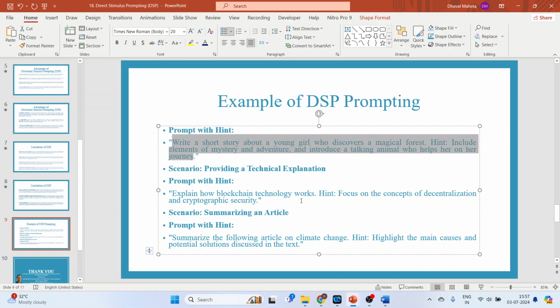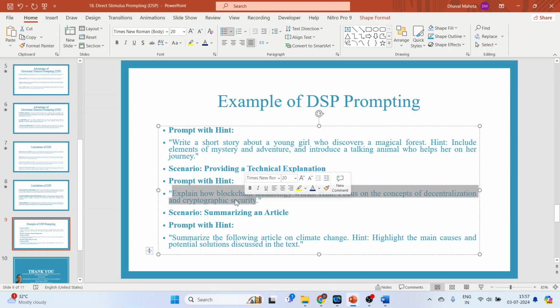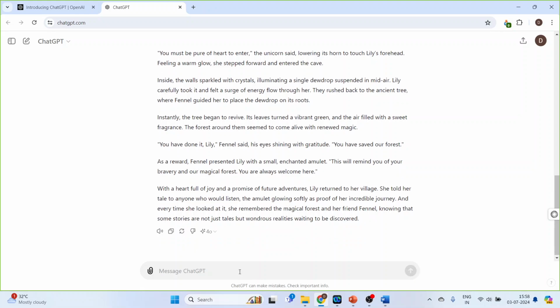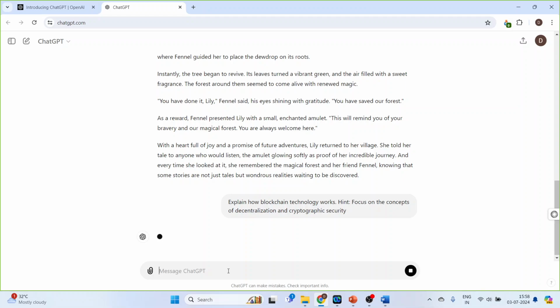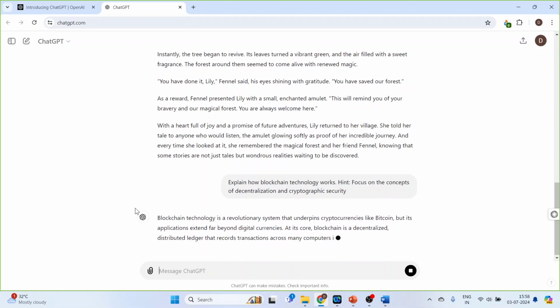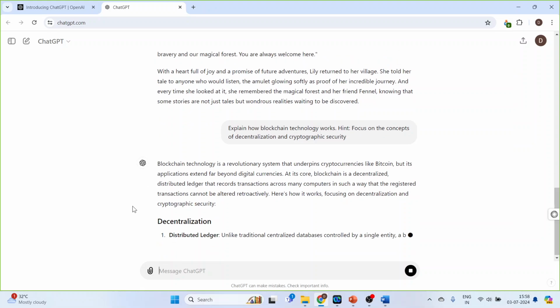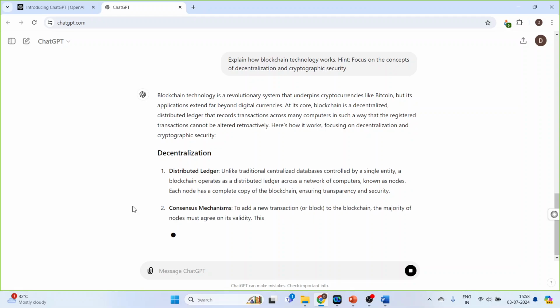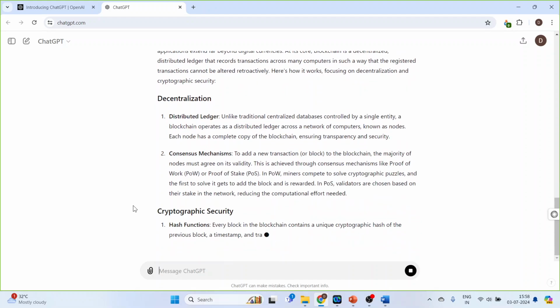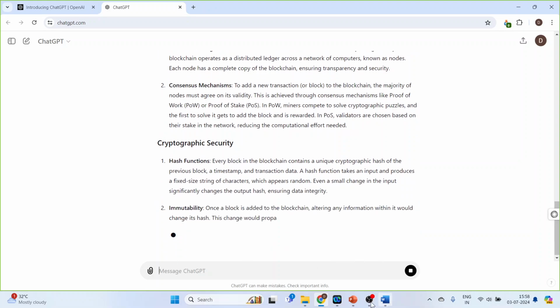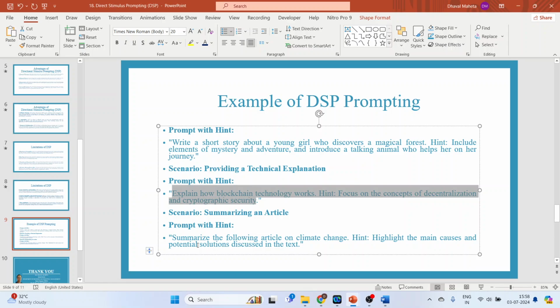Explain how blockchain technology works. Hint: focus on the concepts of decentralization and cryptographic security. So we will get the desired output. See, it is according to the decentralization. And this is cryptographic security. Okay, let me copy the next prompt.